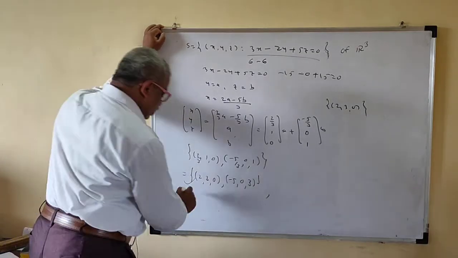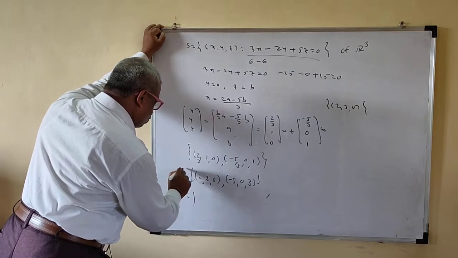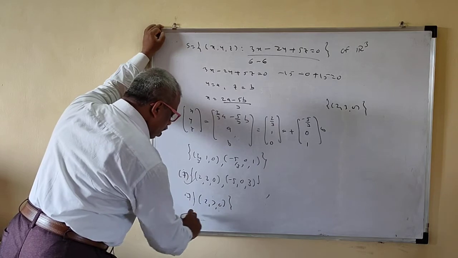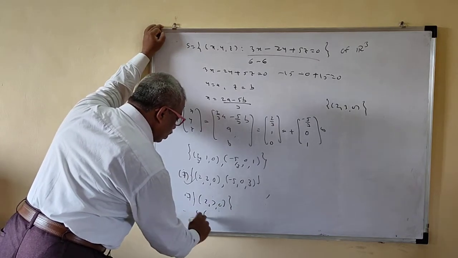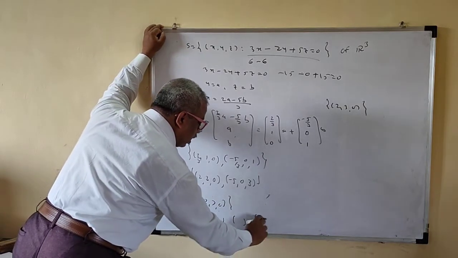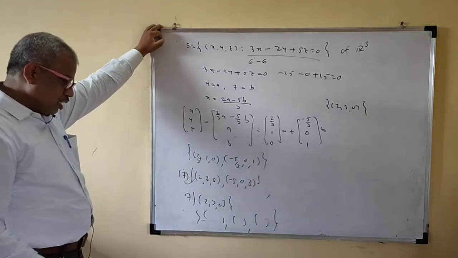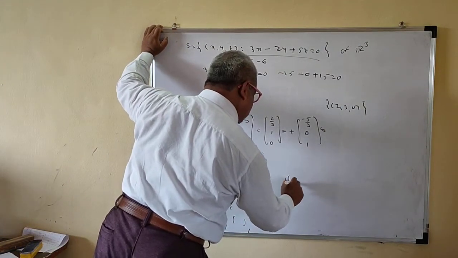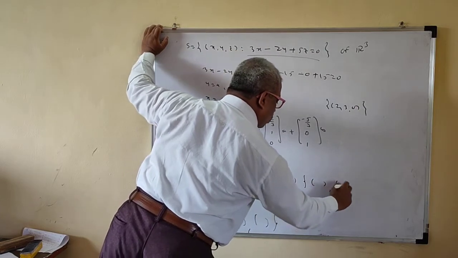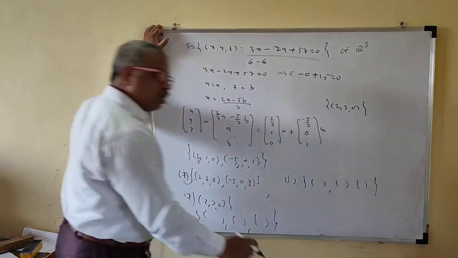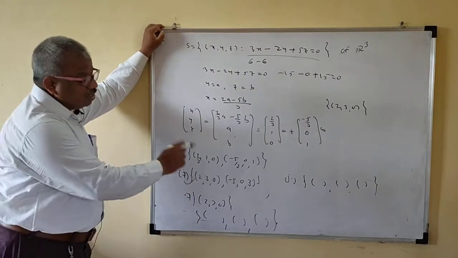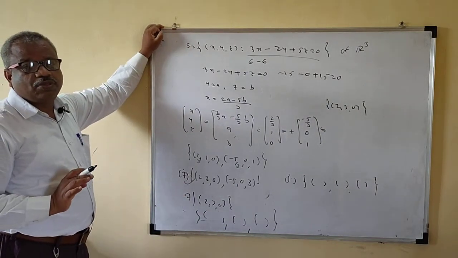So suppose your first option is this, your second option is only a singleton. Here one vector is there, also one vector is there, and your fourth option is again 3 vectors, suppose. So that means there is only one set which contains 2 vectors. So this will be your correct option.